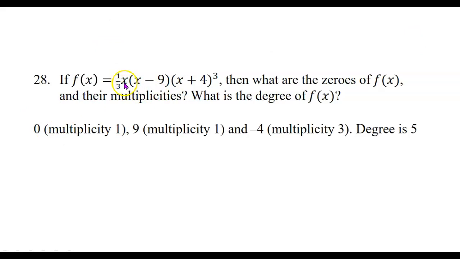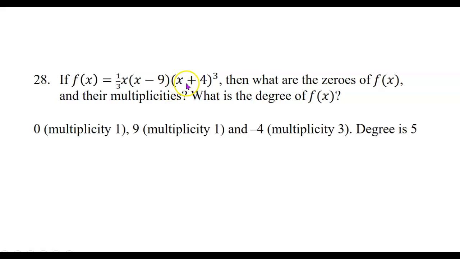Notice if I plug in 0 for x, 1/3 times 0 times this other stuff is going to come out to be 0. So the number 0 is a 0. The number 9 is a 0 because of this x minus 9 factor. If I plug in 9 for x, then this part is 9 minus 9, which is 0. And when I multiply it times all the rest of this, it still comes out 0. And then -4 is a 0. Because if I plug -4 in for x here, -4 plus 4 is 0, to the 3rd power 0, times this other stuff is 0.